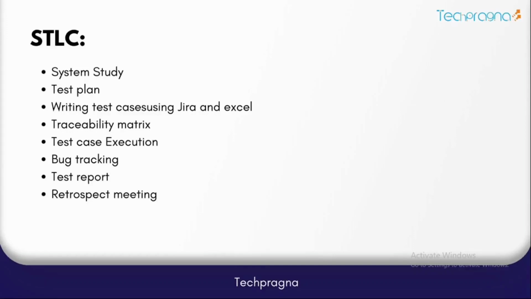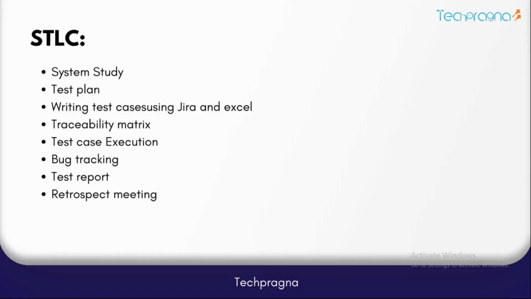First one is the system study. In system study, we discuss the requirement. We need to understand the requirement properly, because we need to test the application properly. That is the reason we need to understand the requirements properly. And test plan. Here we are planning the things: which feature I need to test first, which feature I need to test last, which bug tracking tool I need to use, which automation tool is the best for this project. Like that I'm doing. That is called a test plan.